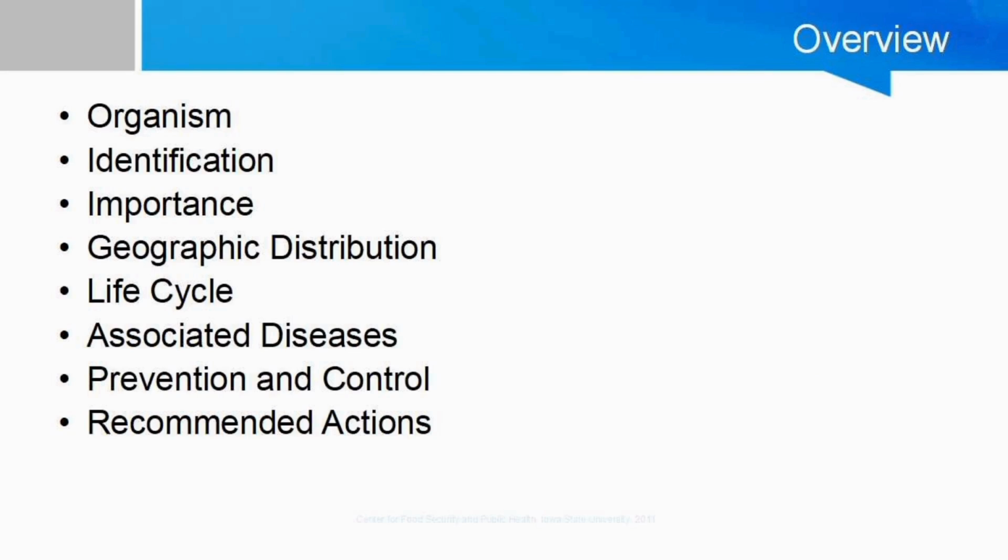In today's lecture, we'll cover the information regarding the tick Amblyomma hebraeum and the disease it can transmit. We will also talk about how to identify the tick and the impact this tick has had in the past and could have in the future. Additionally, we'll talk about how it is transmitted and the species it affects. Finally, we'll address the prevention and control measures as well as the actions to take if Amblyomma hebraeum is suspected.